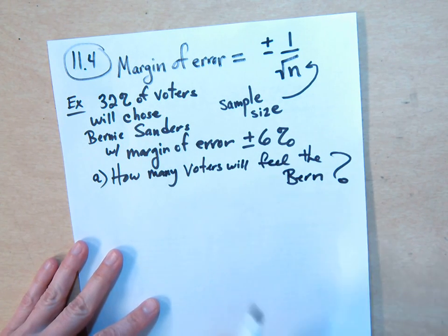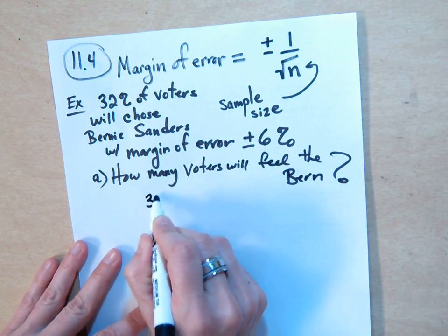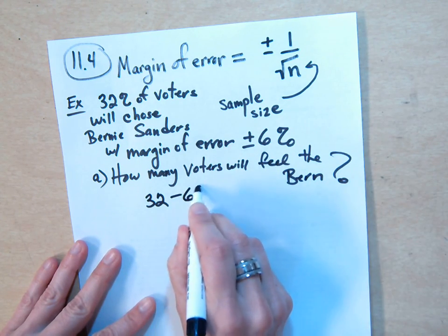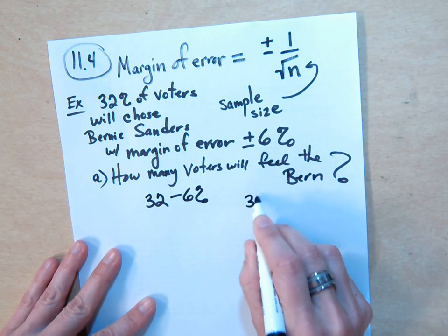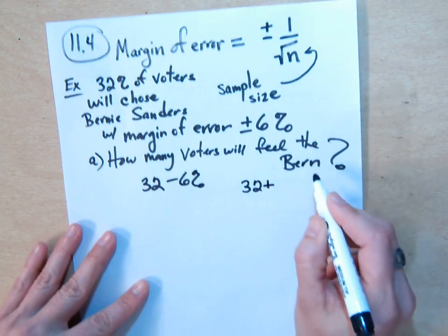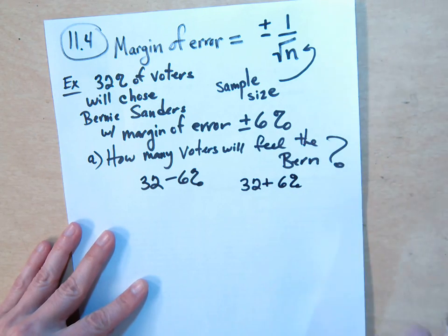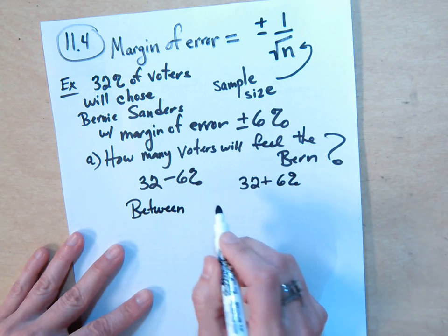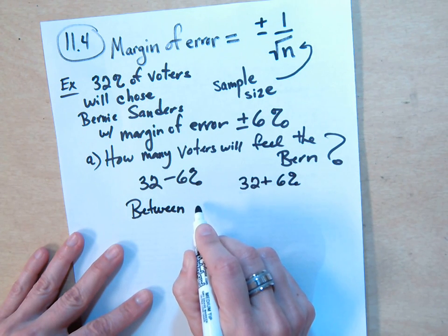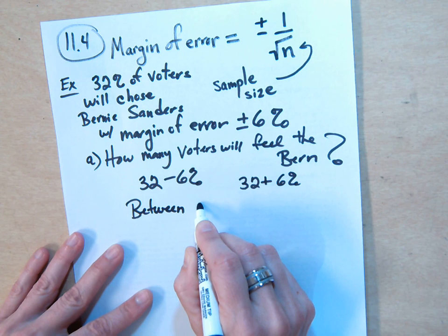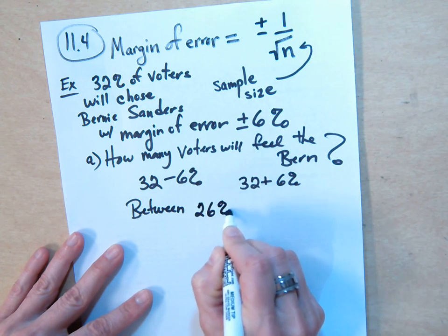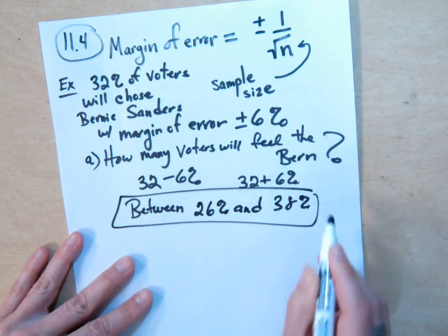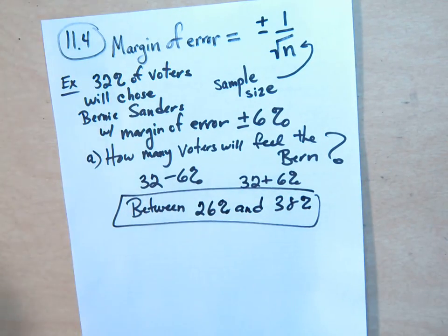This is really simple, right? You take your 32% and the margin of error, plus or minus 6%. So you subtract 6% to get the lower extreme, and then you take 32% and add 6% to get the upper extreme. So the answer is between 32 minus 6, 26% and 38%. Okay, so that's one way of asking.